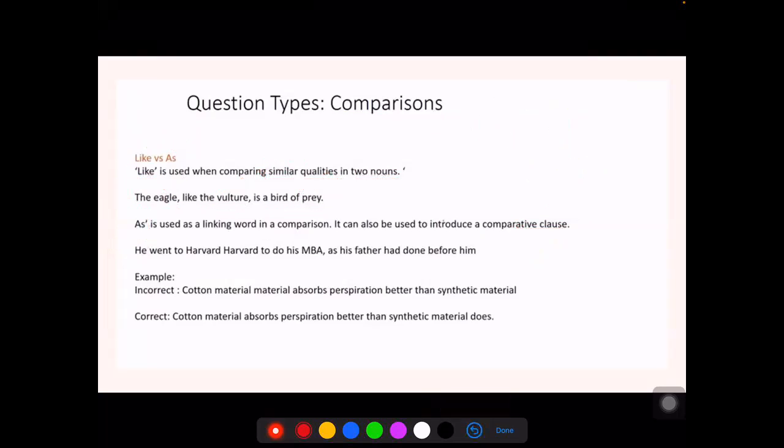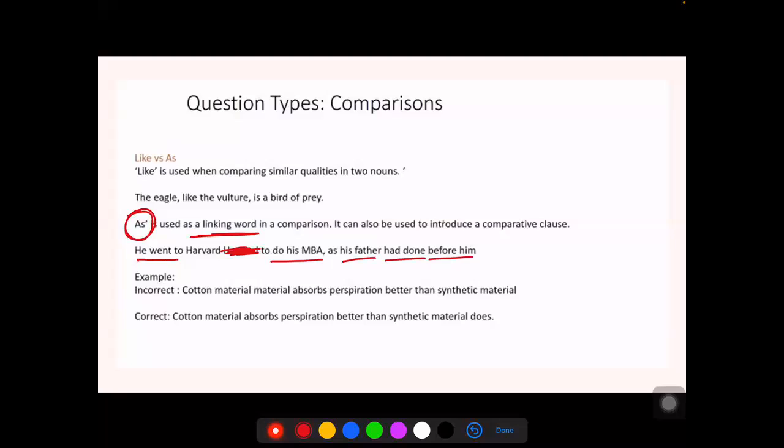But when we're talking about "as", it is used as a linking word to talk about the same person. For example, he went to Harvard to do his MBA as his father had done before him. Now you can see "he" refers to a son or a daughter of a father. So he did his MBA from Harvard as his father had done before him.